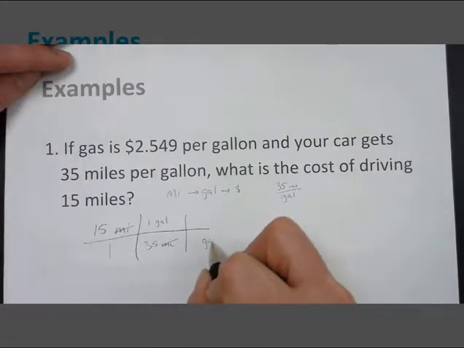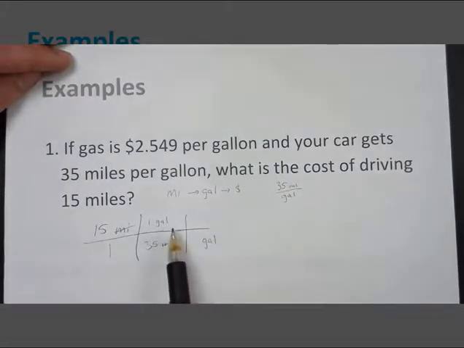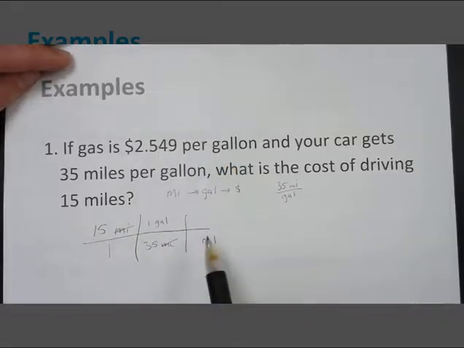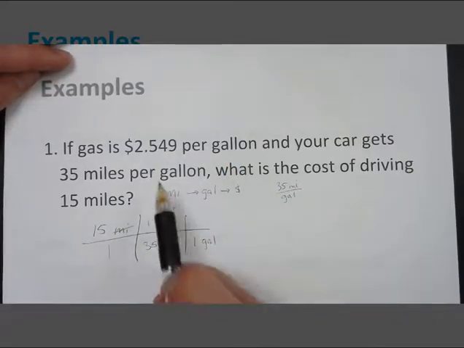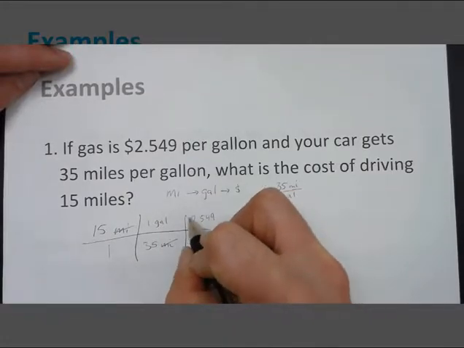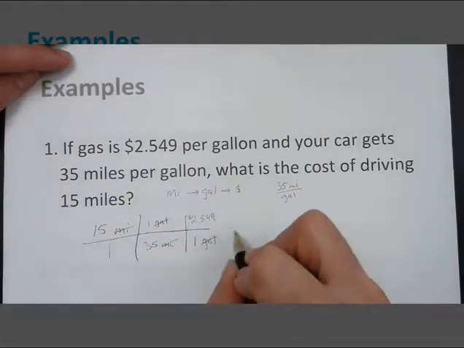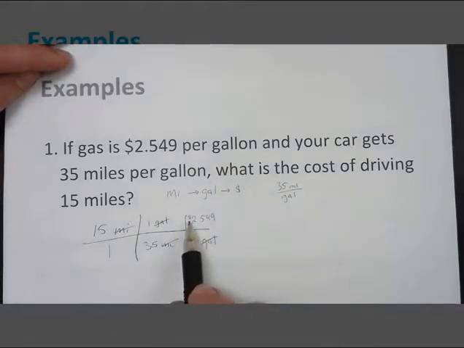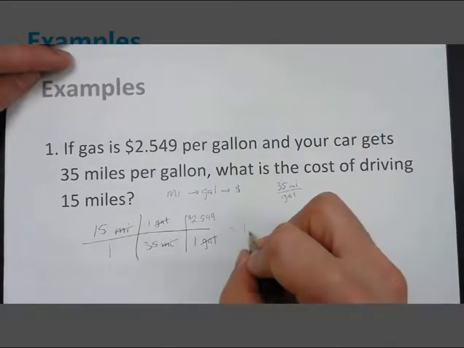Gallons has to be on the bottom because I need it to cancel. And this is a price per gallon, so this is going to be 1 gallon. And my price is $2.54.9. Now gallons cancels, and we're left with just dollars. It's the only unit left, and so that's the unit on our answer.